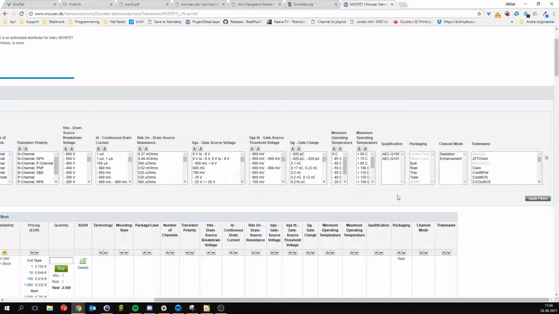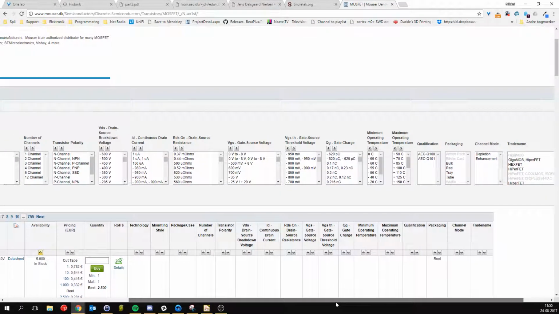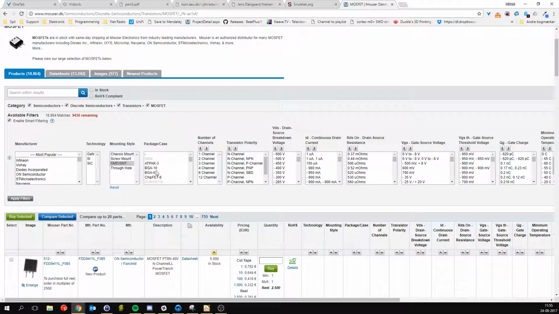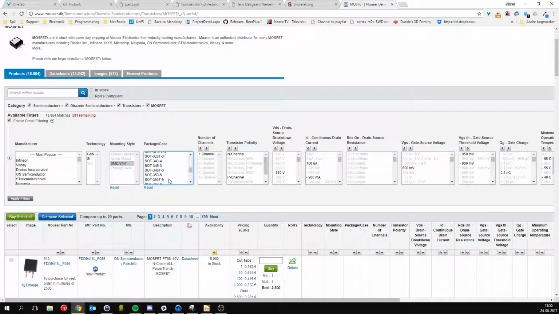Packaging. No, not packaging. That's not it either. Package case, there we go. So I like the SOT23 for low current, all the way up to a few amps, to be honest. So that's that, and there should be one just called SOT23 as well.